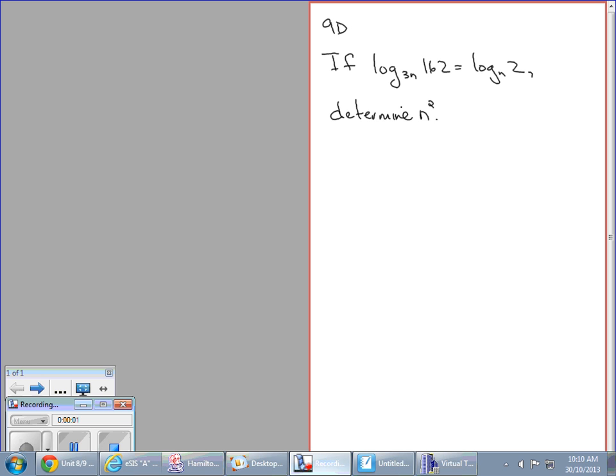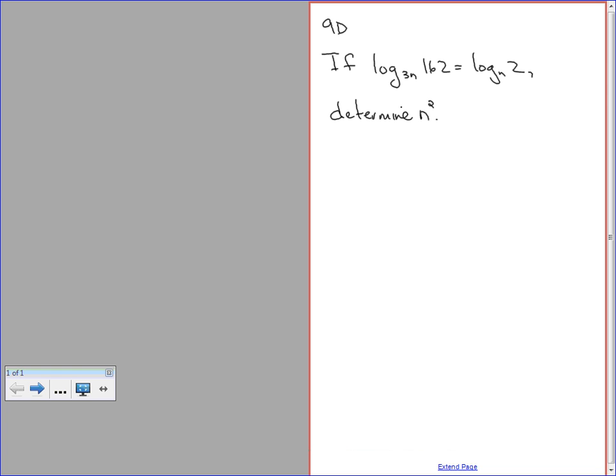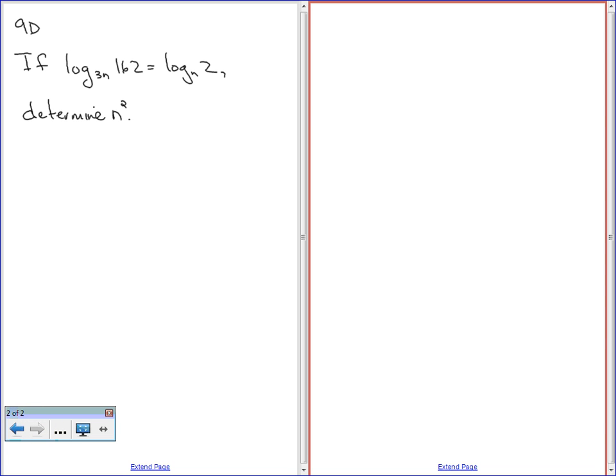This is a difficult question, but you have all the skills necessary to answer it, everything you've been taught and your prior knowledge. So when I first saw this question, I didn't have much to work with. The only thing I knew is that the log of 162 to the base 3n was equal to the log of 2 to the n. That didn't really give me much to do, so I said I needed a starting point.